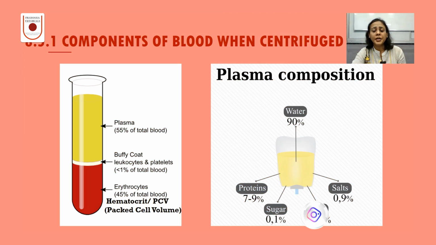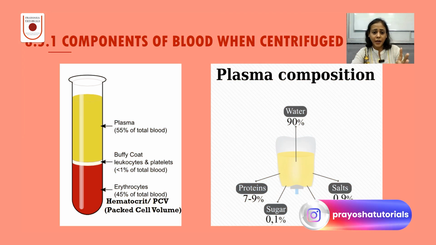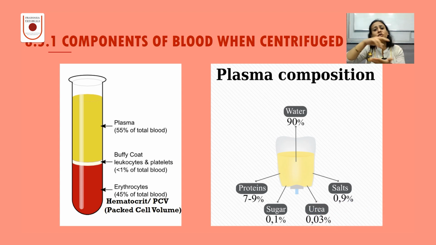Next is the components of blood. Now, when you centrifuge the blood, in lower standards we have studied centrifugation as a method of separation. If you take blood and centrifuge it at very high speed, what is going to happen? The different components of the blood are going to settle down.